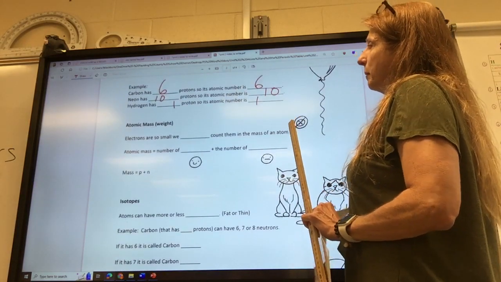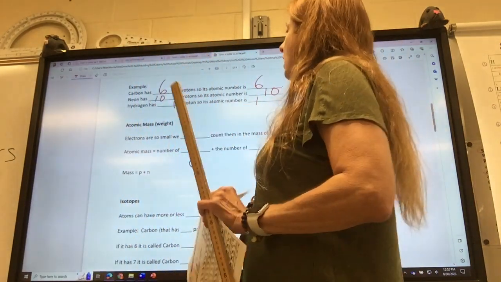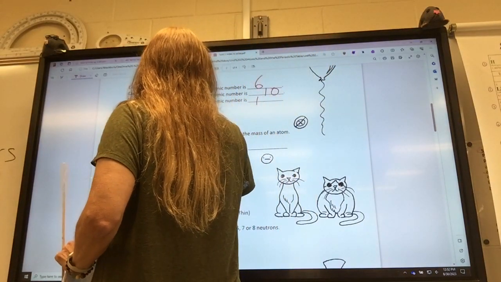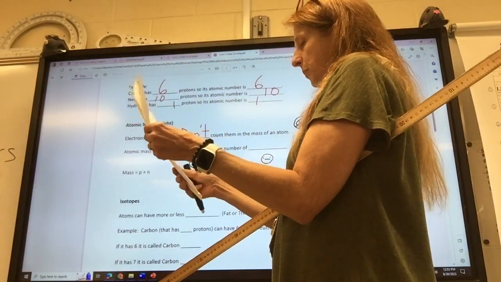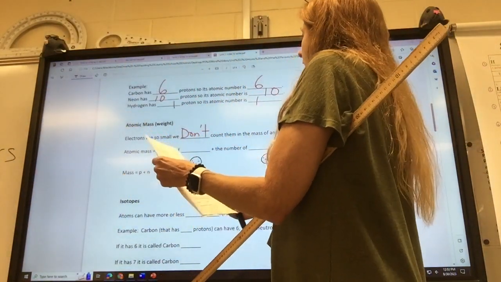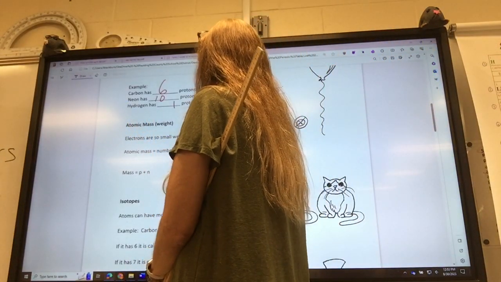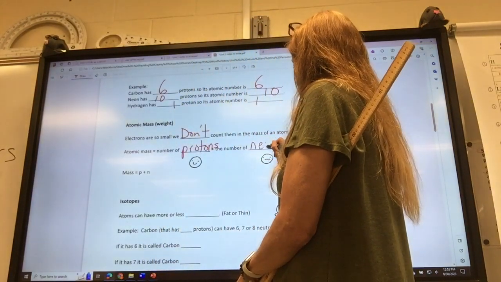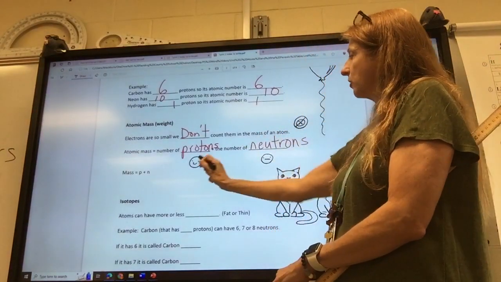So now we're going to talk about atomic mass or weight. On Earth, mass and weight correlate. Electrons are so small, we don't count them in the mass. They don't really weigh enough to count, so we don't count them when we're figuring this out. The atomic mass you get by adding up the number of protons plus the number of neutrons. You don't use the electrons, it's protons plus neutrons.